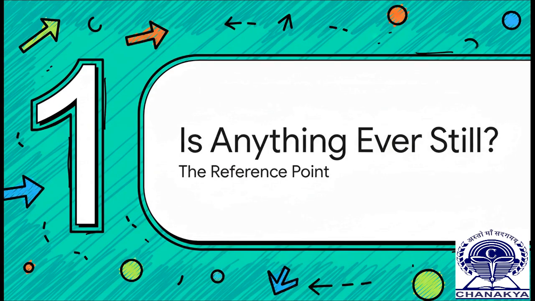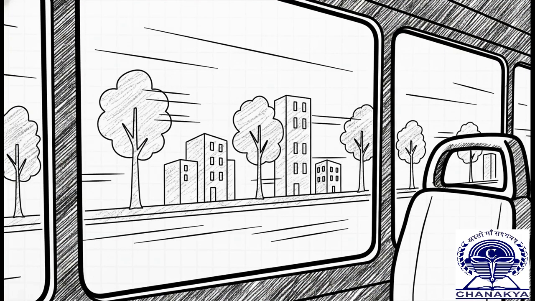Okay, first up, is anything ever really still? See, before we can even begin to describe how something is moving, we have to agree on a starting point. What are we measuring from? This is the secret of the reference point. Picture this. You're on a bus, just staring out the window. From where you're sitting, it really looks like the world outside, the trees, the lampposts, all of it is just rushing backwards. Relative to you, those trees are definitely moving.